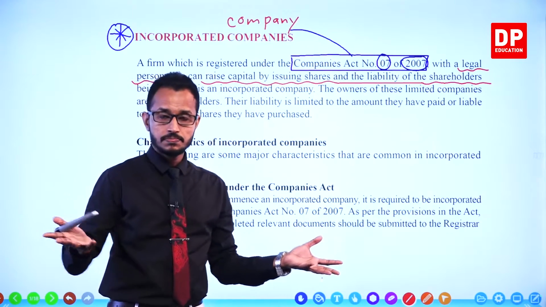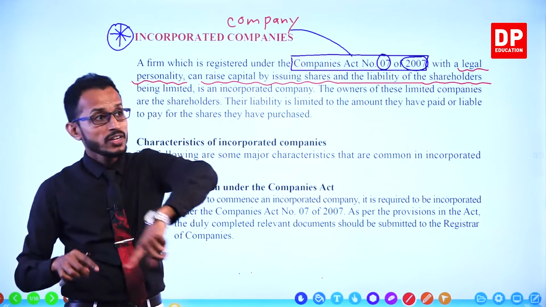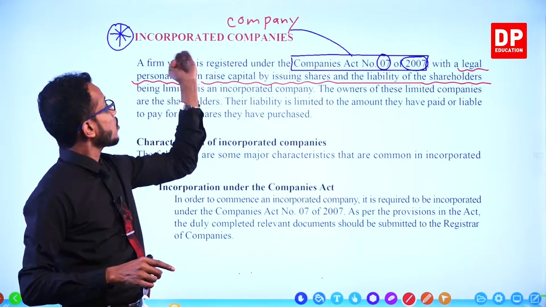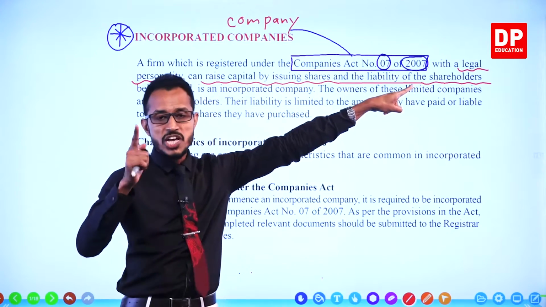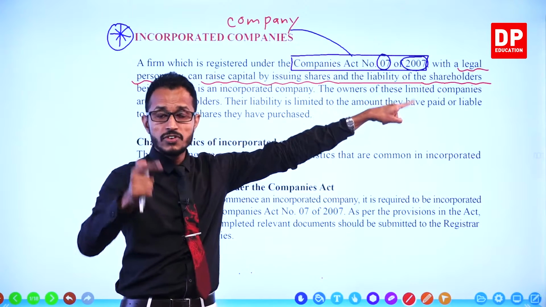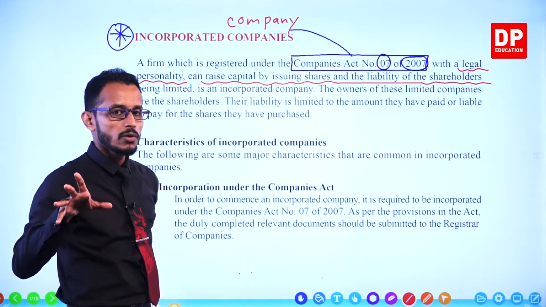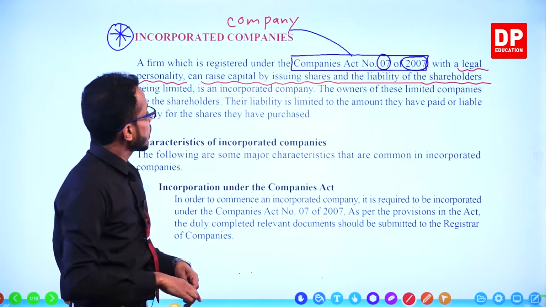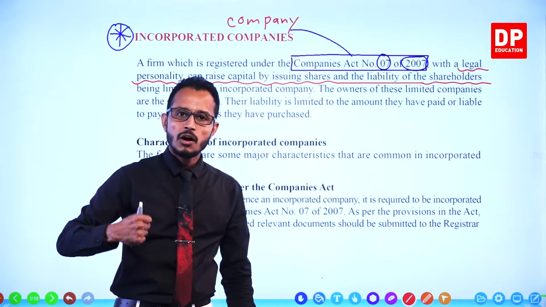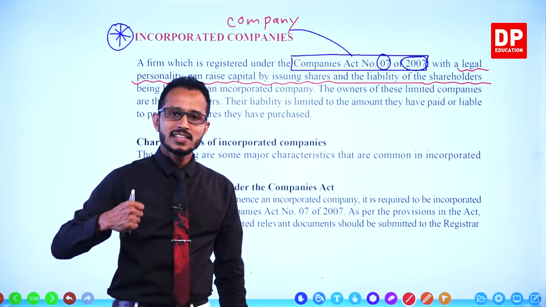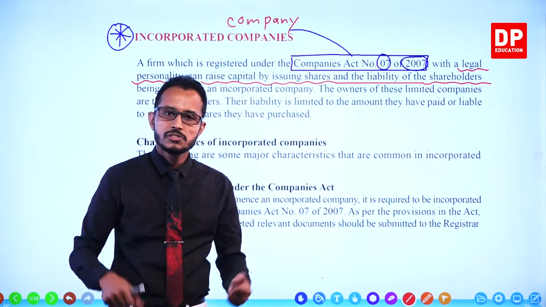Shareholders means the owners. Owners of a business organization, but not any business organization. Owners of an incorporated company. In an incorporated company, the owners are known as shareholders. You got it? Not stakeholders, children. Shareholders. And they issue shares to the shareholders. Shareholders have the ownership of shares, which means they have a share of the company. They own a share. They are the owners.